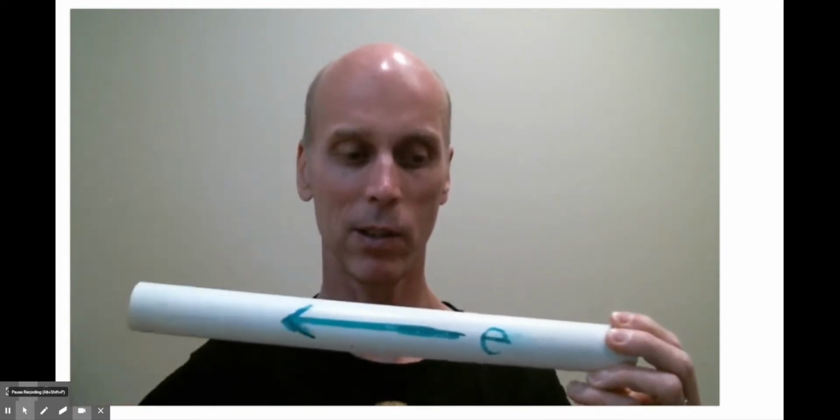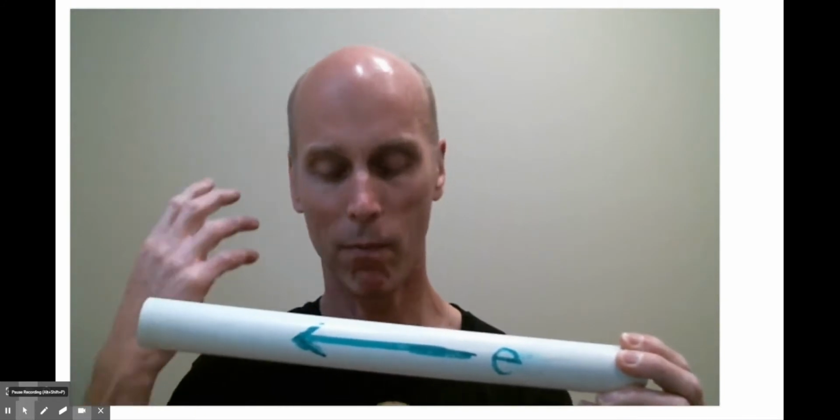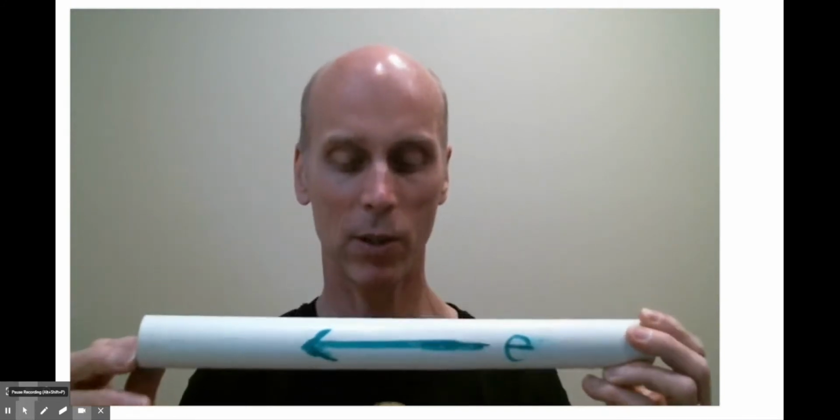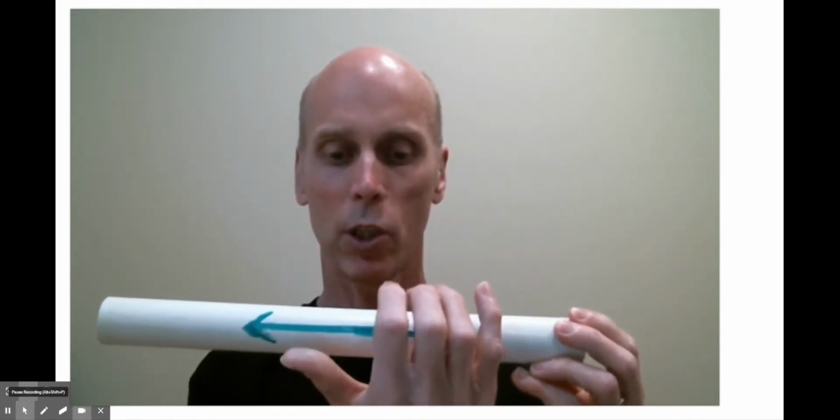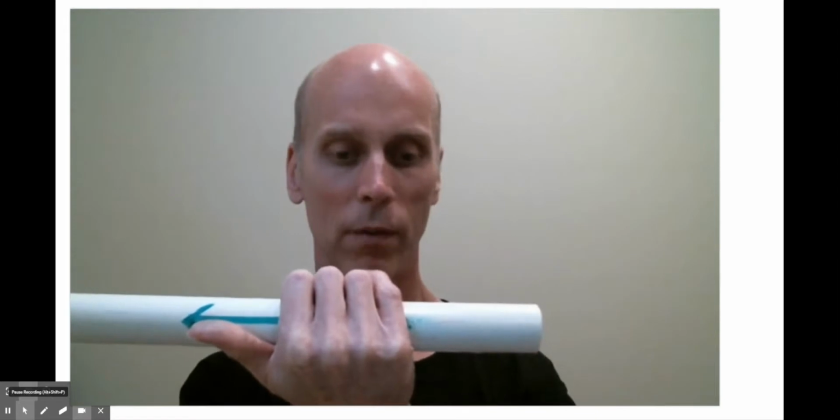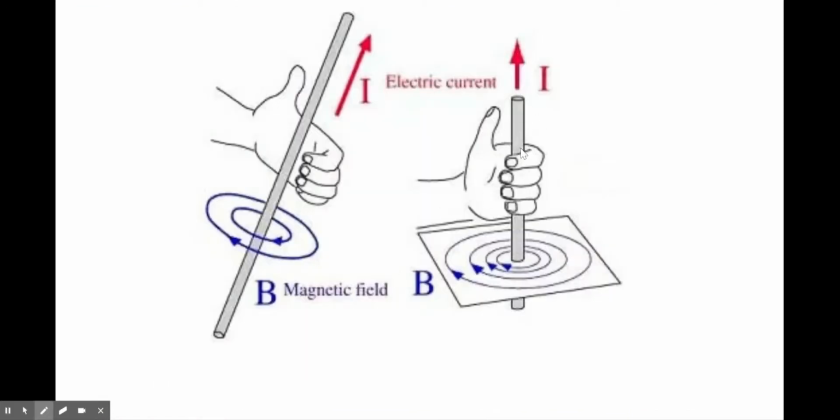So this is really something to visualize in your mind, but you can also get a sense if you do it with a pen or something like that. So again, just make sure you grab with your thumb pointing in the direction of electron flow, and then your fingers will point in the direction of the magnetic field. So here's an image of what it could look like if you drew it on a page.